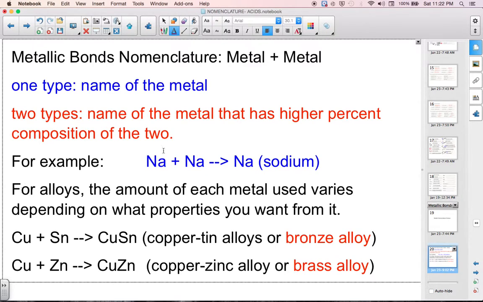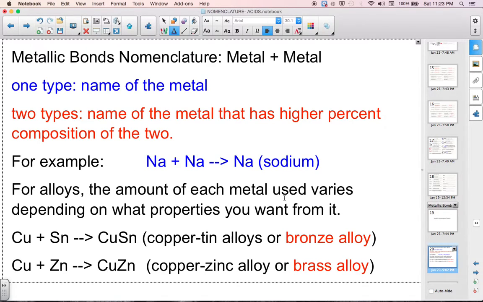Now, if I have iron bonded to itself, then I'm going to just call that iron. I have a whole bunch of iron atoms bonded together, and I'm going to name that iron. I have metallic bonds in iron. I have metallic bonds in sodium. Same thing.